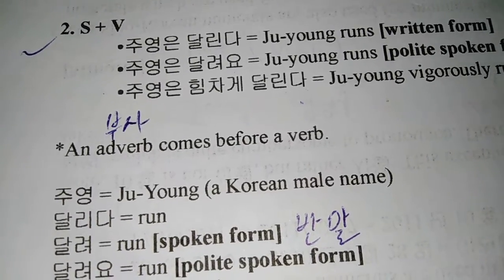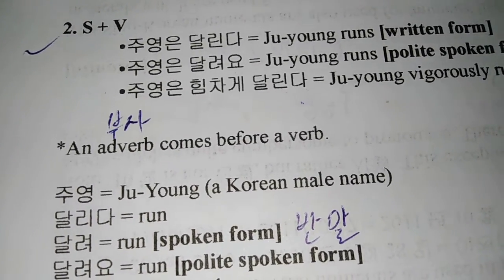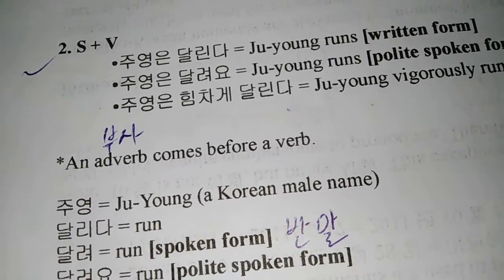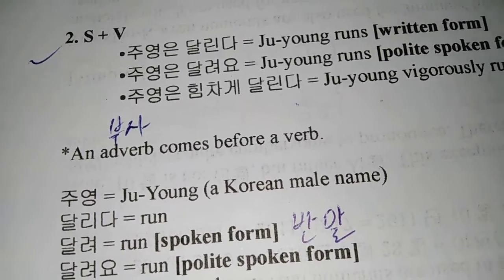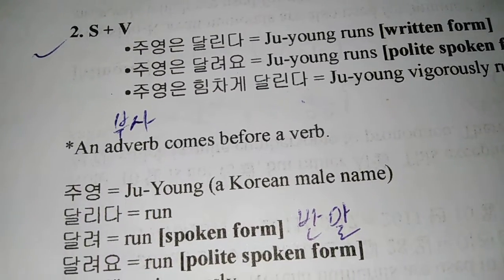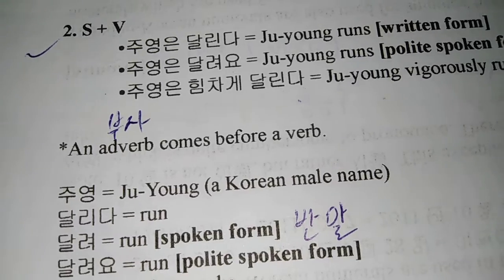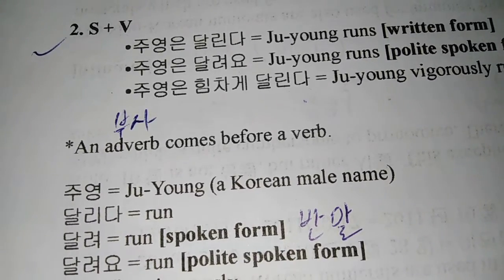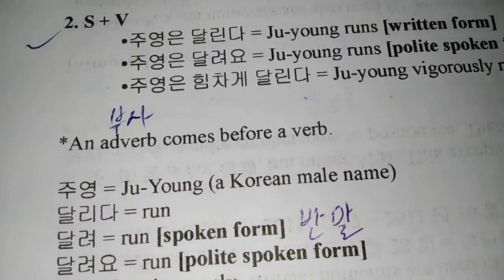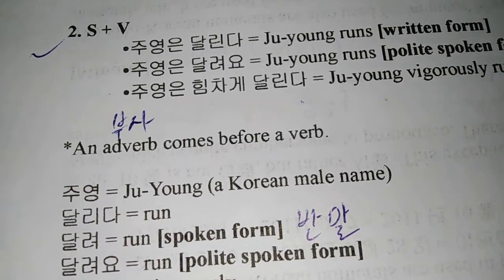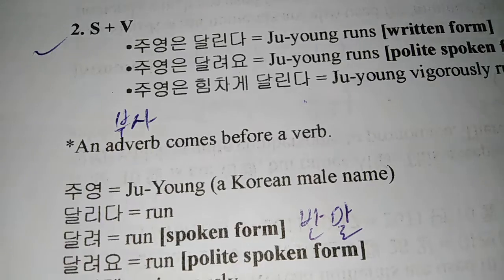So they wouldn't correct your mistakes, but it's better that you understand that 주영은 달린다. If you say that, it sounds a bit stiff. You could write it like that, but if you say it like that, it sounds a bit stiff. Instead of that, 주영은 달리고 있어. 아니면 주영은 달려요. Like our next sentence is 주영은 달려요. 아니면, otherwise you could just say 주영은 달려.